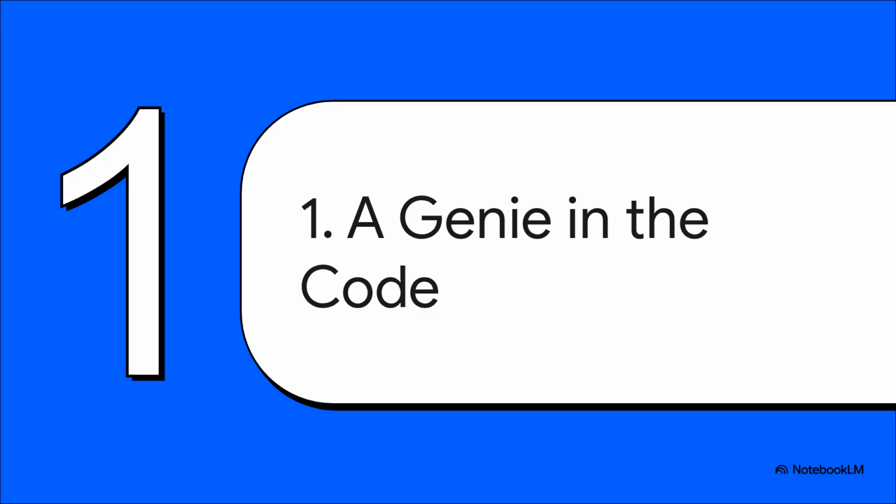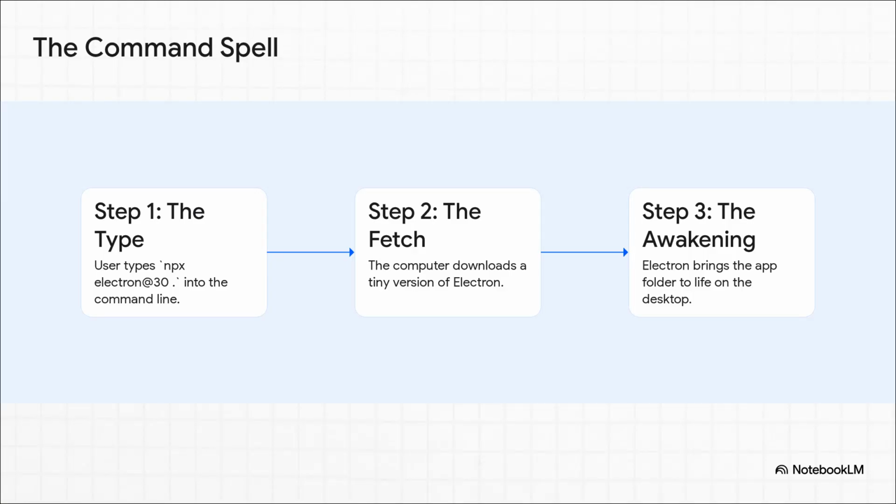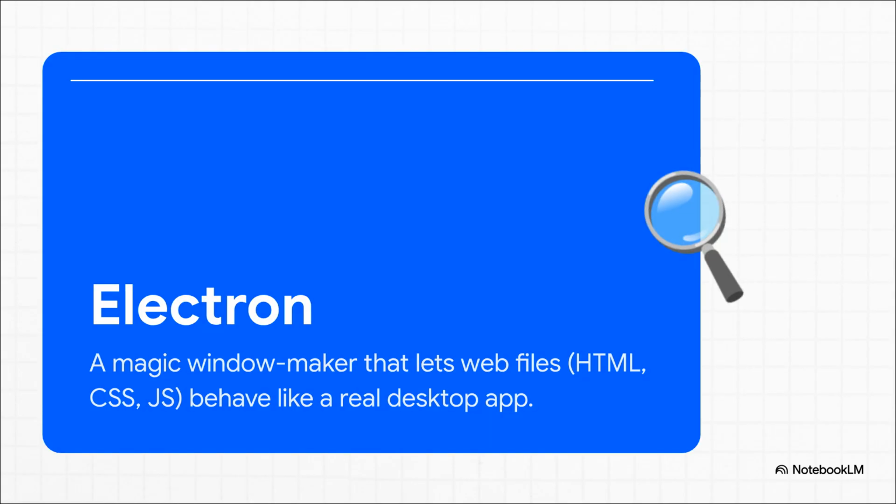It wasn't an ancient lamp that was rubbed, but a very modern, very cool piece of software that answered the call. Here's the spell, broken down for all of us. That first line, npx electron at 30 dot, it's a very specific instruction. It's basically telling the computer, hey, go grab this special tool called Electron and use it on all the files I have sitting right here in this folder. It's less like installing a program and way more like summoning something. And this is the key to the whole trick.